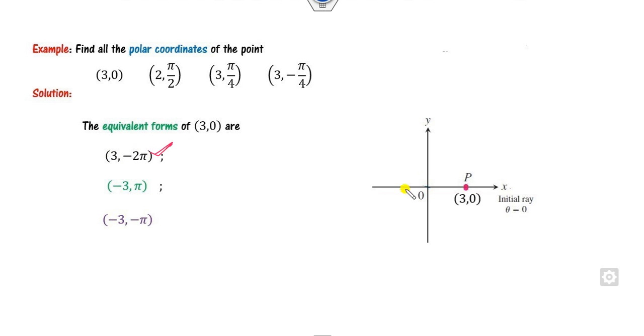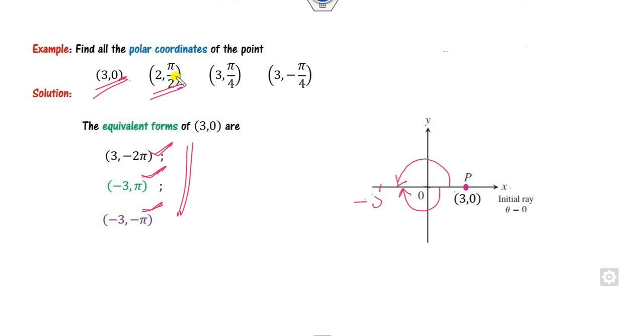Can you take r as negative? What is the opposite of this? Here minus 3. What is the angle of this? You can move on this side. It's pi. If you move on this side, it's minus pi. Why minus? Because it's clockwise. So these are the four coordinates of here.